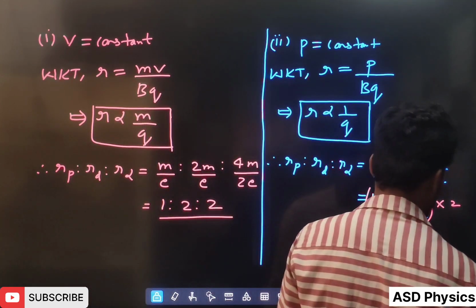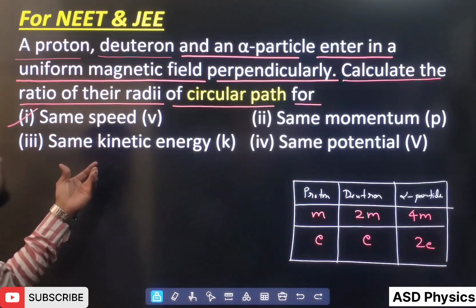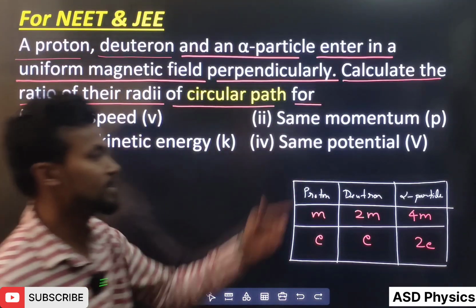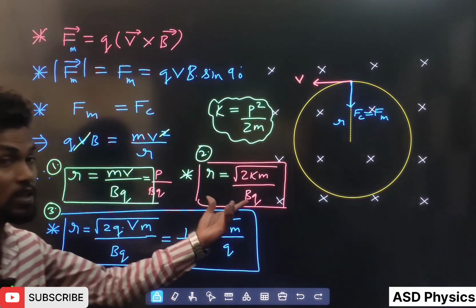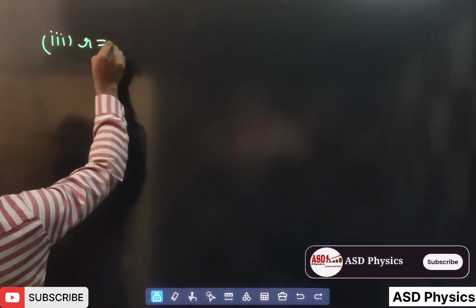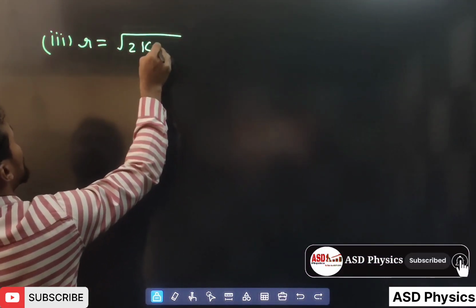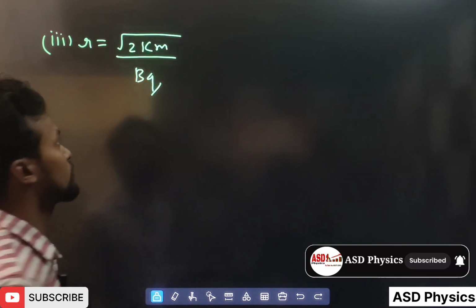Okay. Now students, after that we are going to move to the next one. Third one, what is there? If you see the question, let's go to the question one time. Now, in the third one, they are telling same kinetic energy, and next one we have to see same potential. So for same kinetic energy, which formula we have to use? I hope you remember the formula. What is the formula? R equal to root 2Km by Bq. This is the formula.